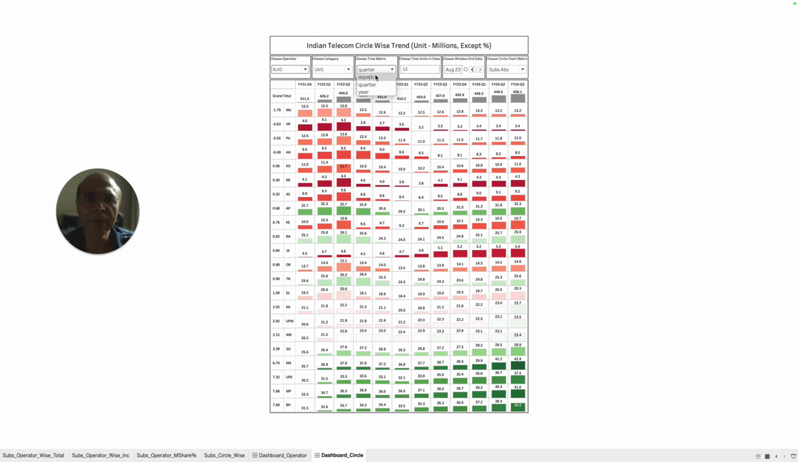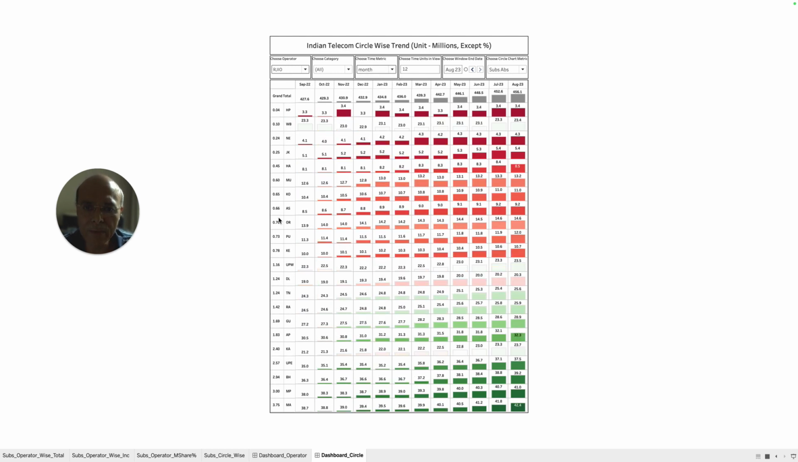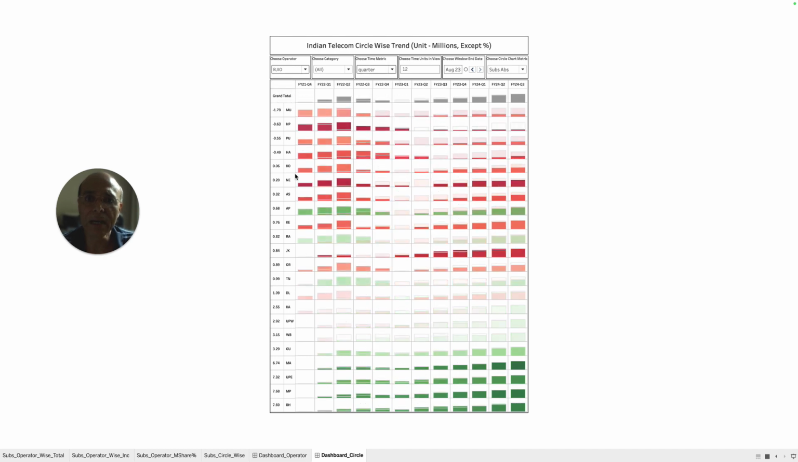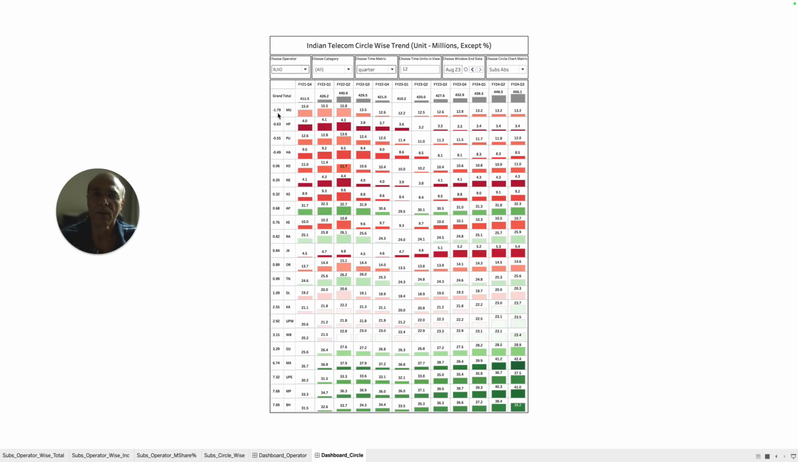Because on a monthly basis, the numbers are not so bad. Let's look at Mumbai. Where is Mumbai? Here is Mumbai. Though it has gained 0.6 million subscribers in Mumbai in the last 12 months, in the last 12 quarters, if I look at the quarter numbers, you'll find Reliance Jio has lost around 1.8 million subscribers in Mumbai, which is very strange to me. I don't know what is going on there.